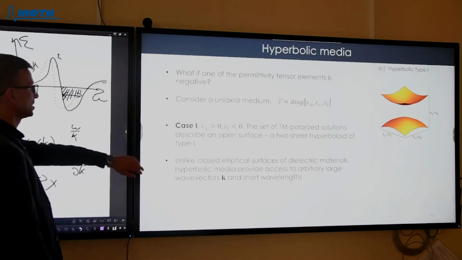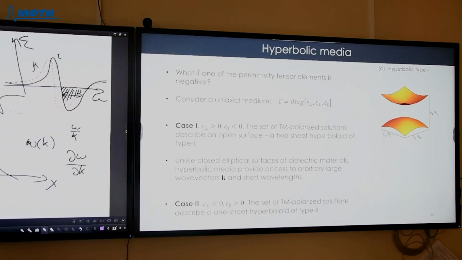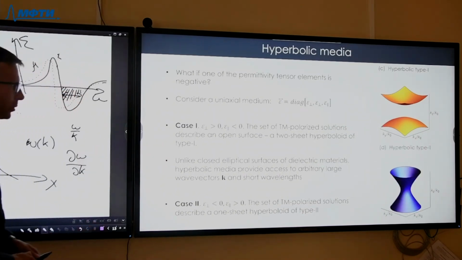We can also consider the opposite situation, when the perpendicular component is negative but the parallel component is positive. Now we have another hyperboloid surface. This is a hyperboloid of type 2, which has a different shape. It is now a connected surface, but as previously, you still have access to arbitrarily large kx, ky, and kz without having to pay the price of the wave being evanescent. So this is hyperbolic media for you.